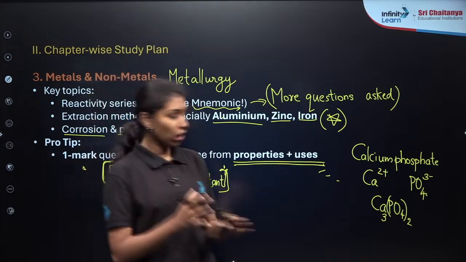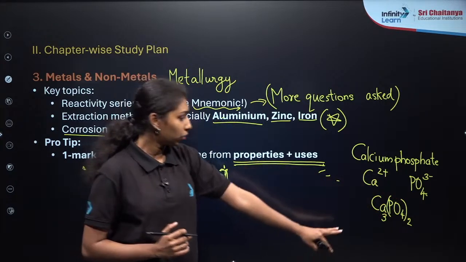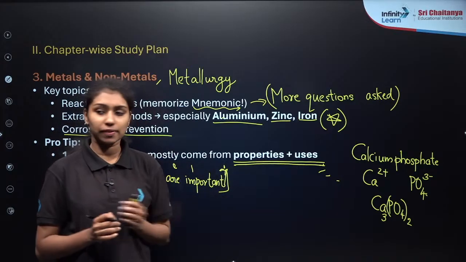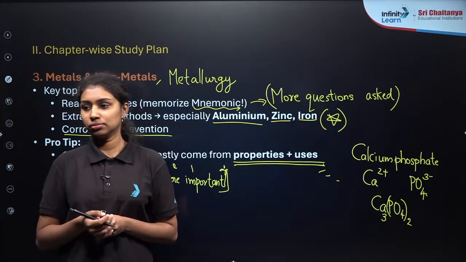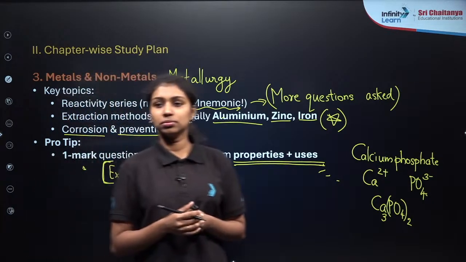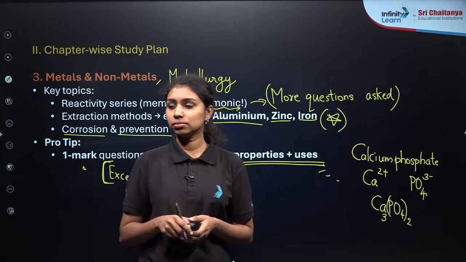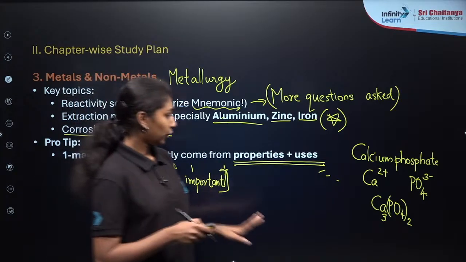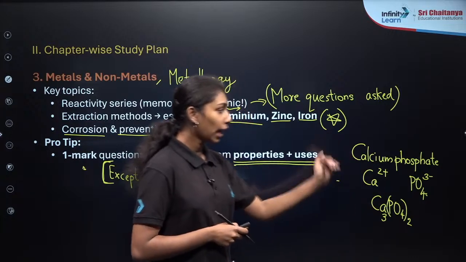If you get any compound, just break it down into cations and anions, then crisscross the valencies of the particular compound. So Ca3(PO4)2 will be the chemical formula of calcium phosphate. Is there any doubt? Okay, fine. So this is not a trick, this is a method to find out the chemical formula of any compound.